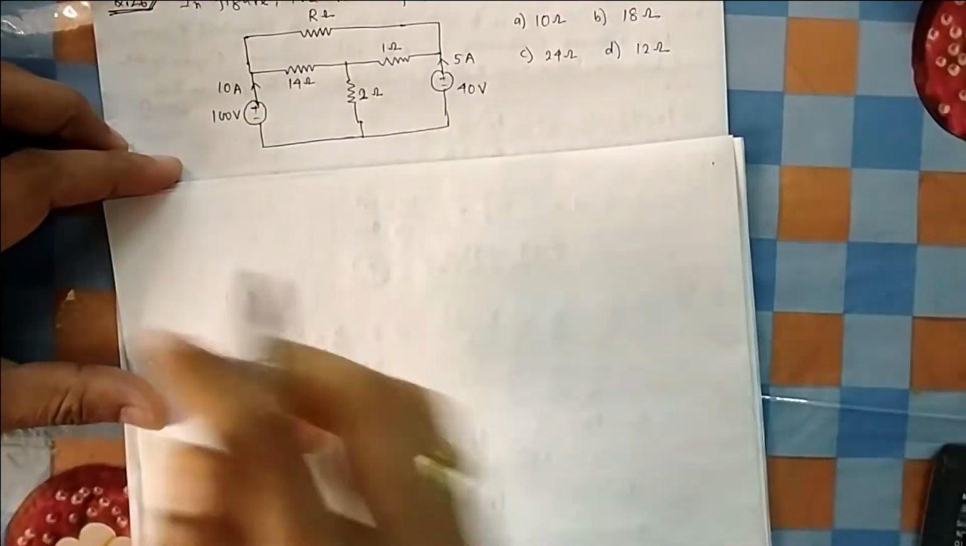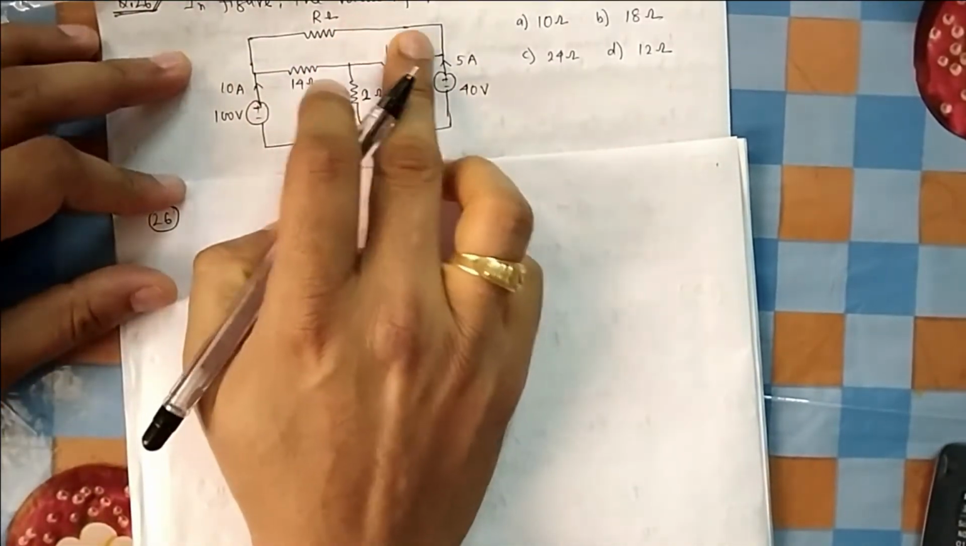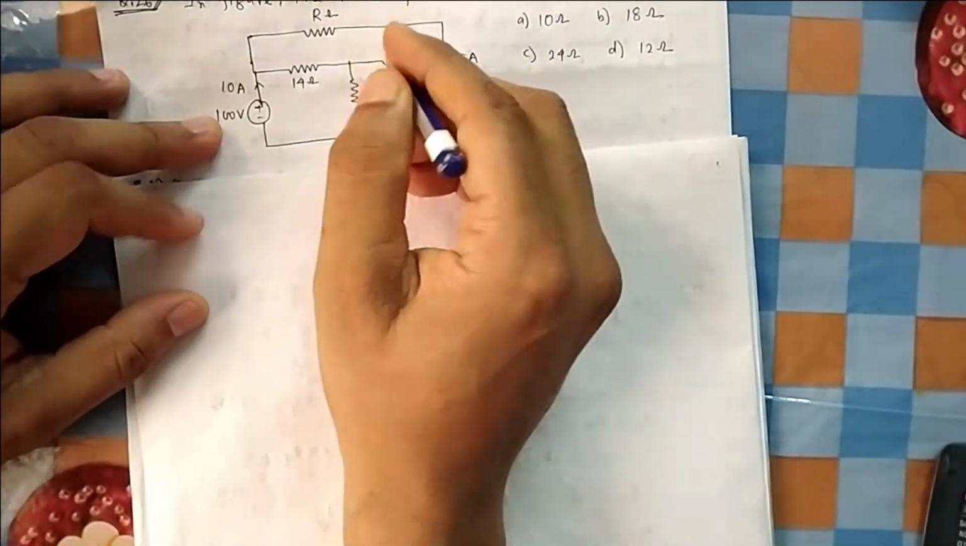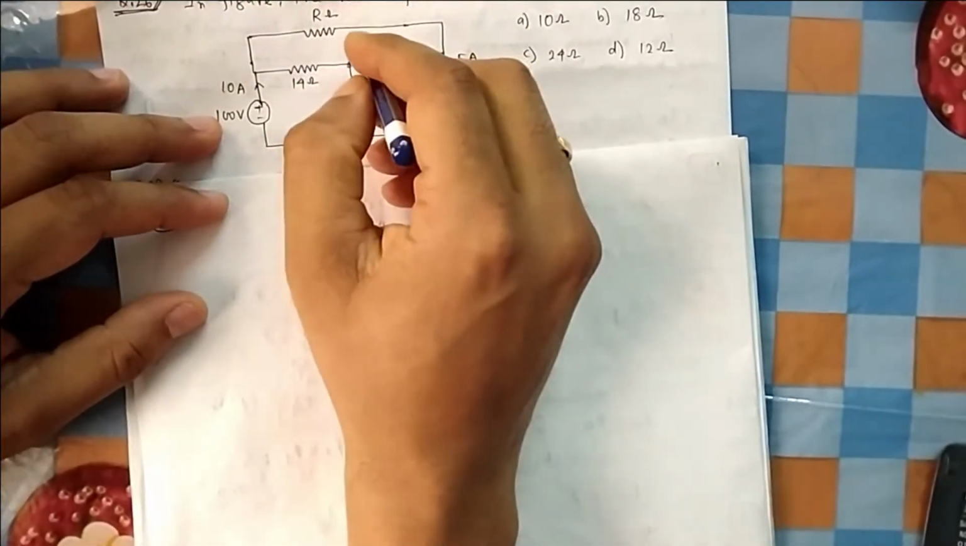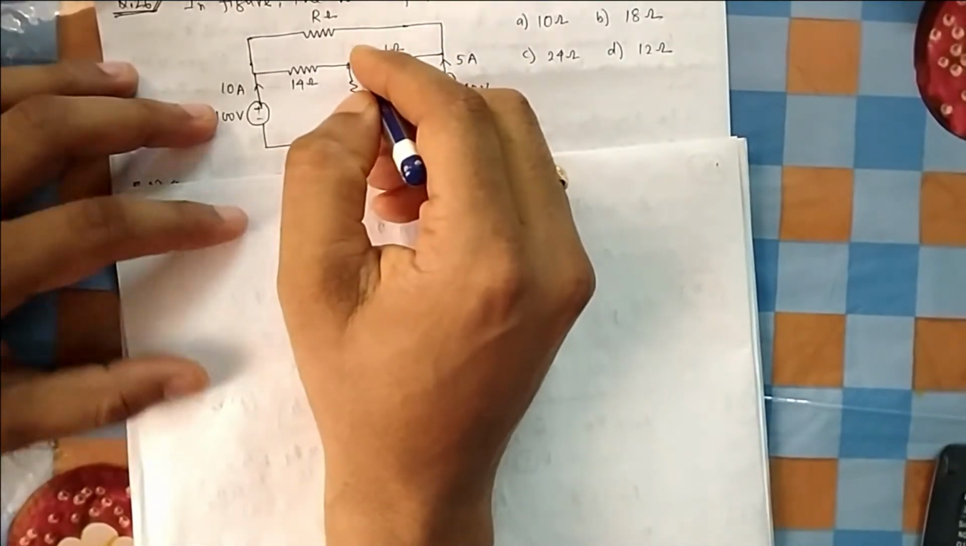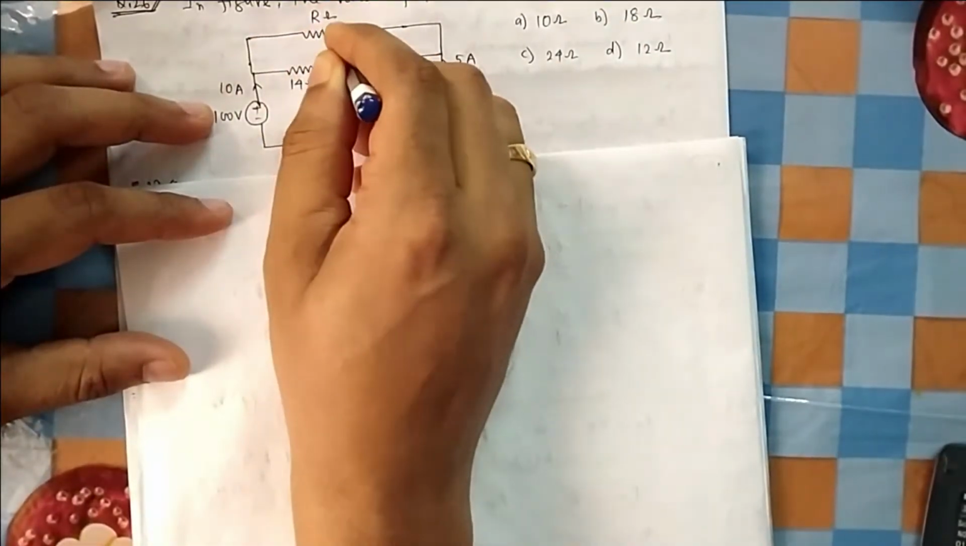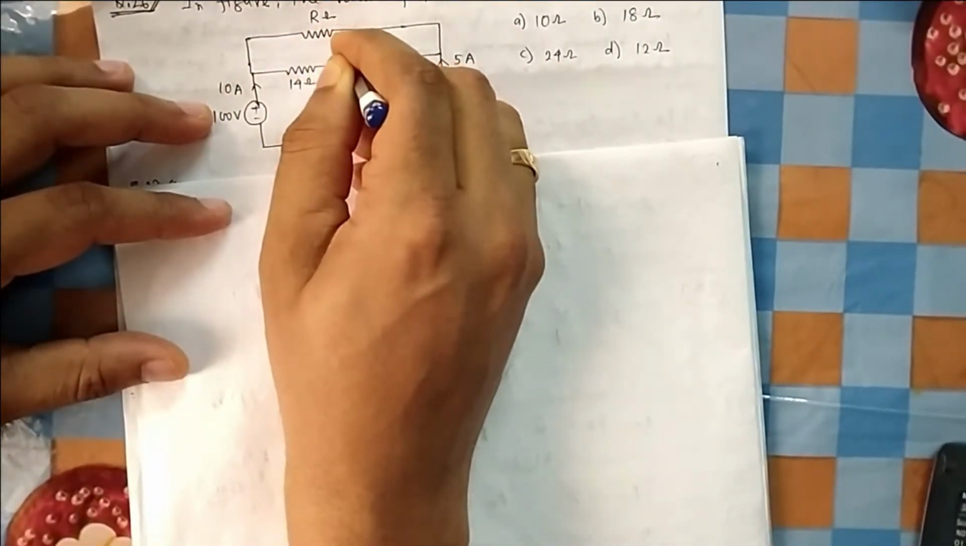Okay, question number 26. What they have asked is, in the figure shown, find the value of the resistance R. For this type of question, I always think that nodal is a very powerful and useful tool, and it also saves some time. You can use any of the tools, but I will prefer to go by nodal.